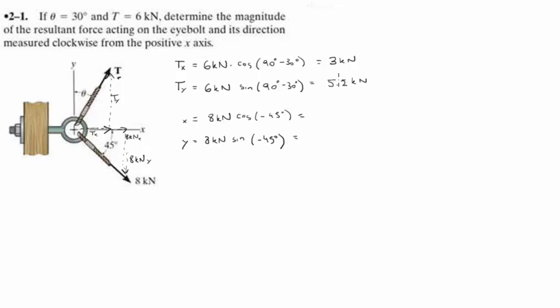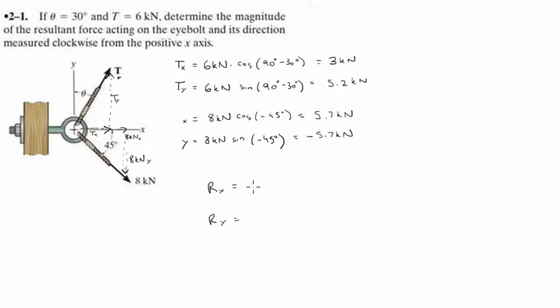8 times the cosine of negative 45 is 5.7 kilonewtons, and 8 times the sine of negative 45 is negative 5.7 kilonewtons. So all you have to do is add the x's together and the y's together.